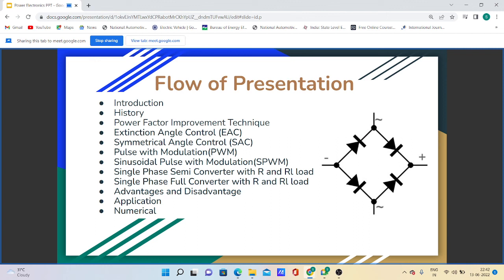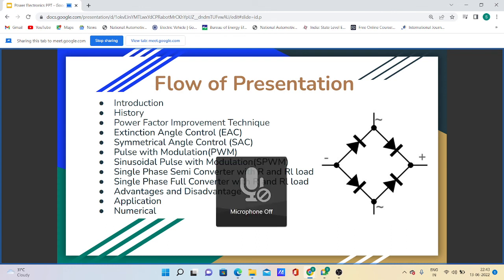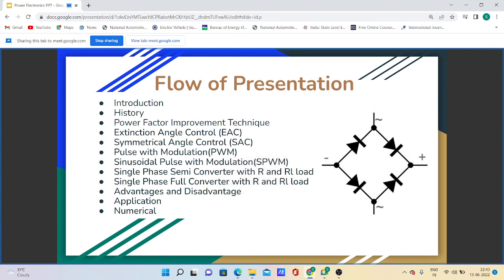So these are the points we are going to cover in today's presentation. First of all, we are going to cover the introduction. Then we are going to cover history, power factor improvement technique, extinction angle control, symmetrical angle control, pulse width modulation, sinusoidal pulse width modulation, single phase semi converter with R and RL load, single phase full converter with R and RL load, advantages and disadvantages, application. Then at last we are going to cover numerical.